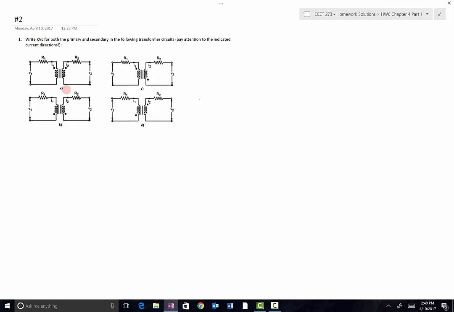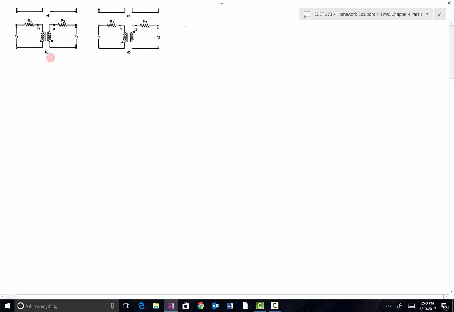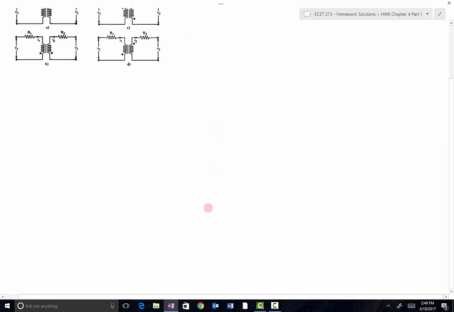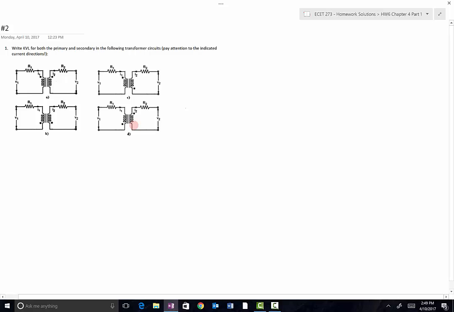So remember that the dot convention says that when current enters the dotted terminal of the primary, as is demonstrated in these two, the voltage at the dotted terminal of the secondary is going to be positive. So the corollary to that is if current leaves the dotted terminal of the primary, so that's illustrated by B and D here, the voltage at the dotted terminal of the secondary is negative. So that's the dot convention that you should remember.